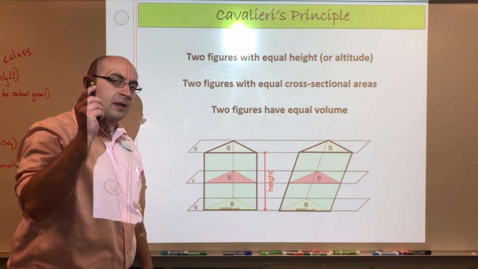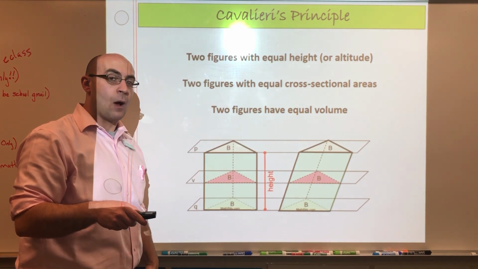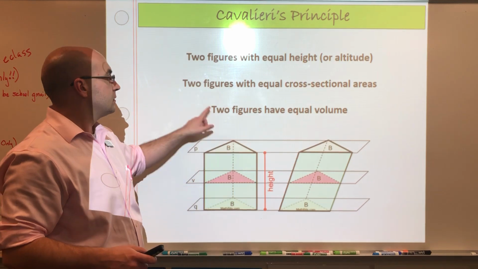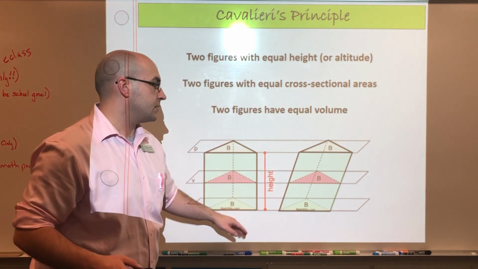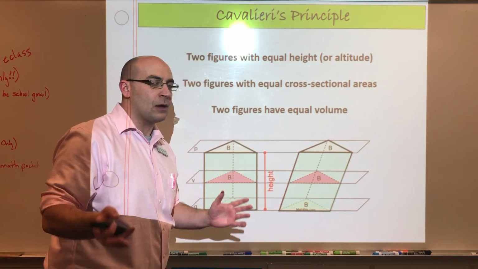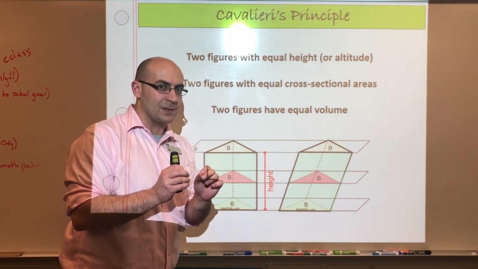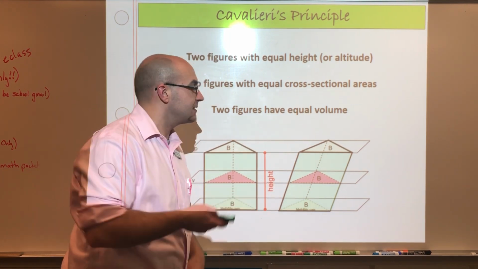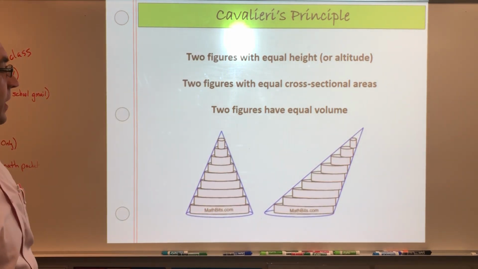The two remaining figures will have the same volume. Go Lions. Okay, so let's go over that again. Equal heights, equal cross-sectional areas, same volume. Okay, now again, one of those geometry principles that are like, well, of course they are, because that just makes sense.